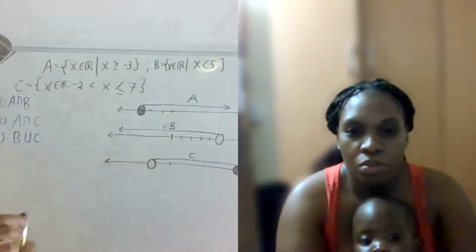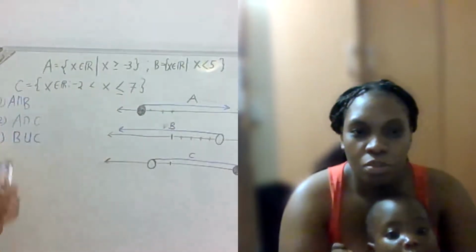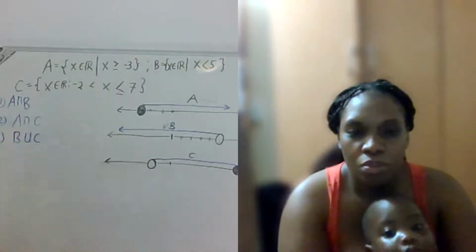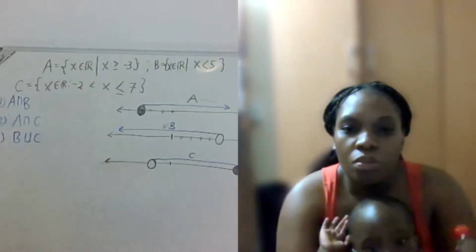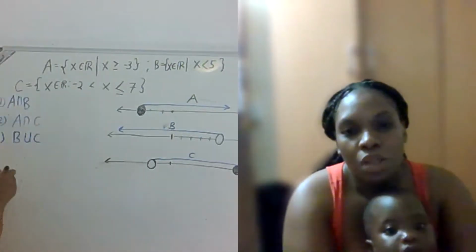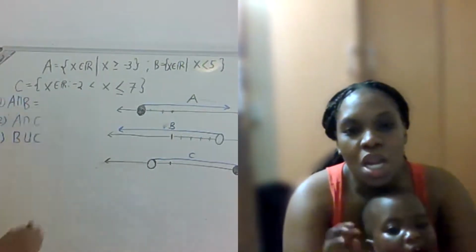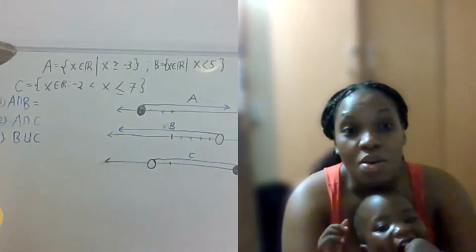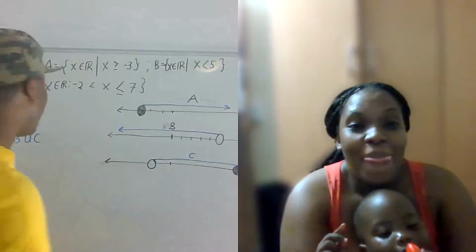Now, when you draw your number line, then you know, oh, I got all the stuff I need. A intersection B. Mpumi, talk to me. What is the value of A intersection B? -3. Can you write it as set builder notation now? I'm listening to see if you remember. Set builder notation.